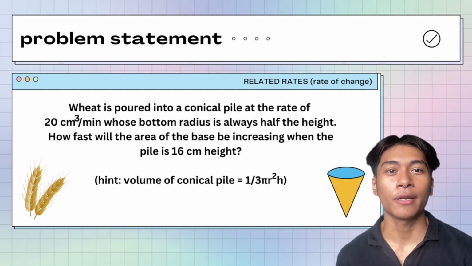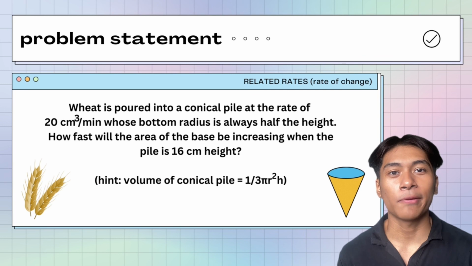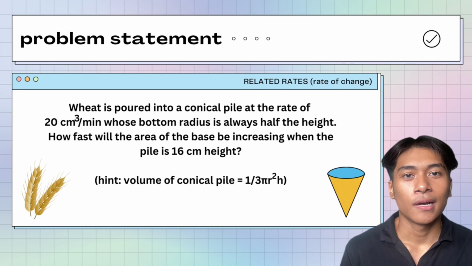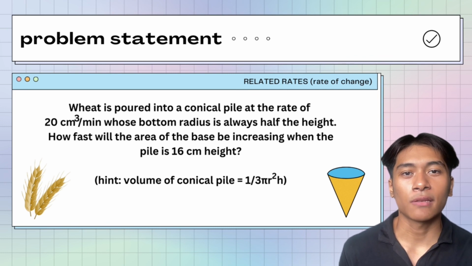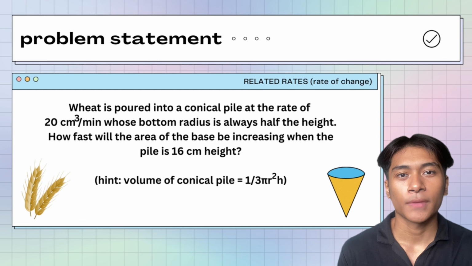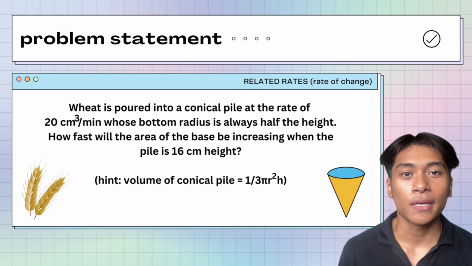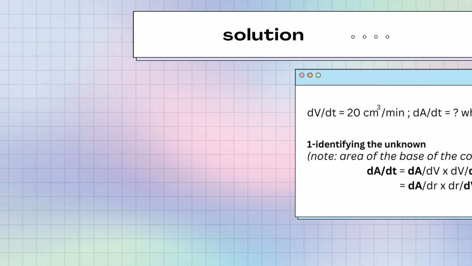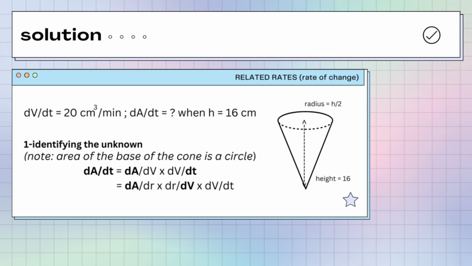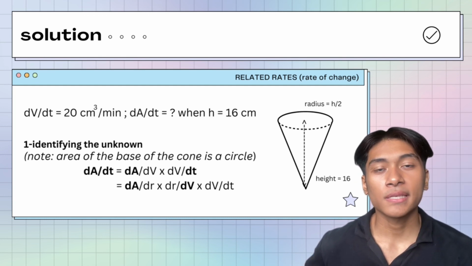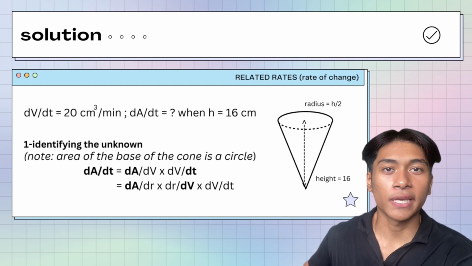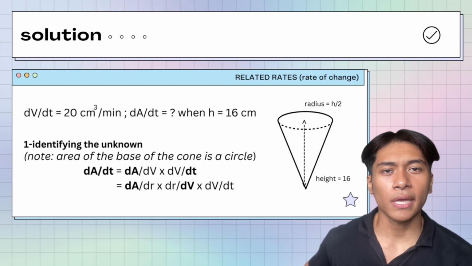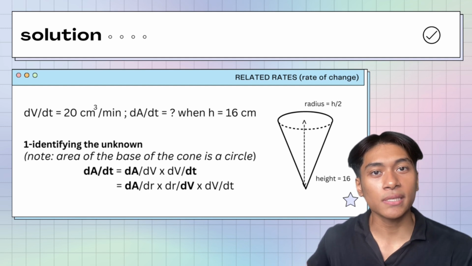The problem statement of rate of change. Wheat is put into a conical pile at the rate of 20 cm cubed per minute, whose bottom radius is always half of the height. How fast will the area of the base be increasing when the pile is 16 cm high? It is given that the volume of the cone is equal to 1 over 3 pi r squared h. The dV over dt is 20 cm cubed per minute. What is dA over dt when h is 16 cm?